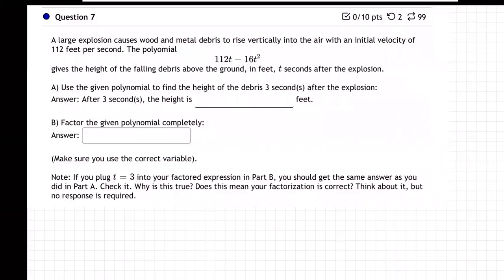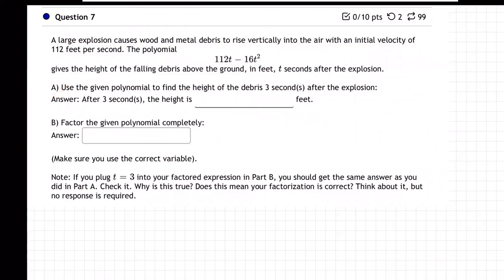Okay, so here we have a word problem. A large explosion causes wood and metal debris to rise vertically into the air with an initial velocity of 112 feet per second. The polynomial, which they give us right there, 112t minus 16t squared, gives the height of the falling debris above the ground in feet t seconds after the explosion. So we got a little physics formula here.